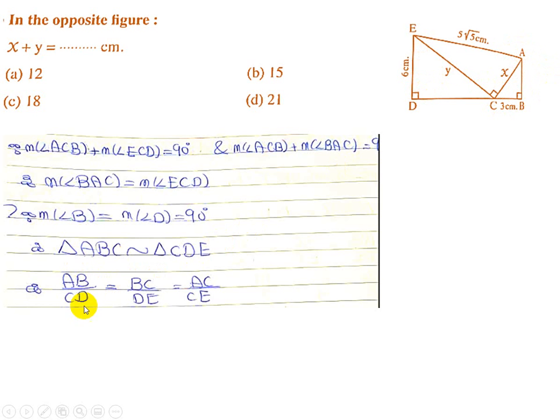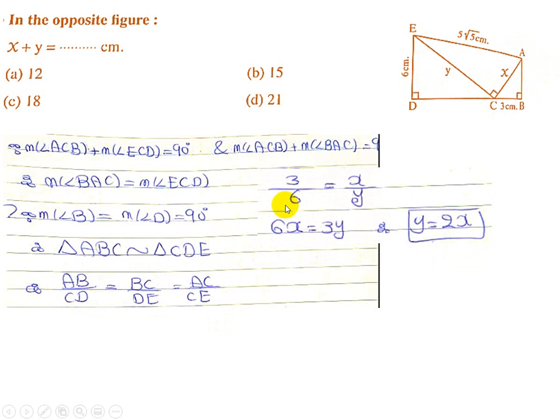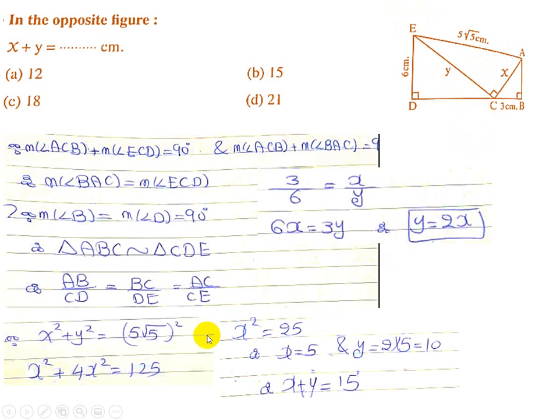Writing the proportional sides: AB over CD, BC over DE, AC over CE. So 3 over 6 equals x over y, which means that 6x equals 3y, so y equals 2x. Applying Pythagoras theorem in triangle AEC, x squared plus y squared equals (5 root 5) squared over 2, which means 125. Replacing y by 2x gives 4x squared, so 5x squared equals 125. So x squared equals 25, which means x equals 5. So y equals 2 times 5, which is 10. So x plus y equals 15.